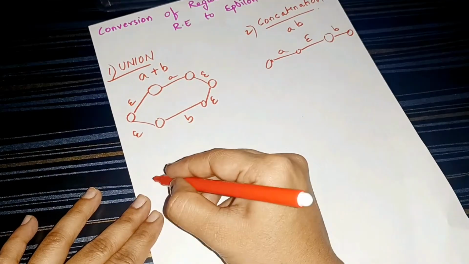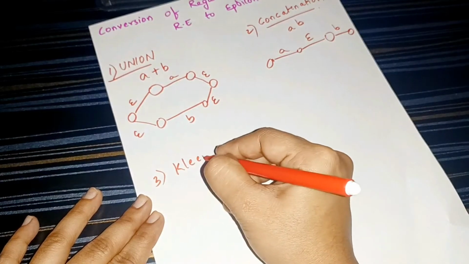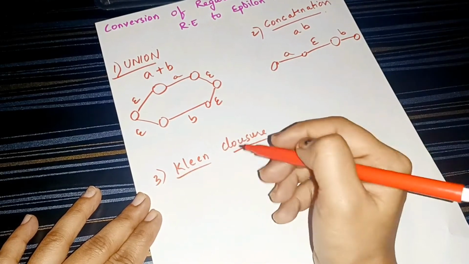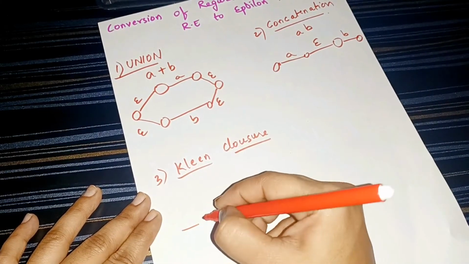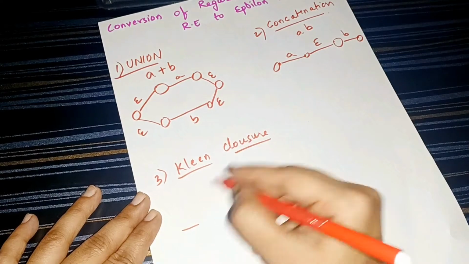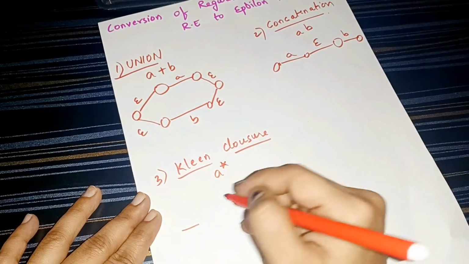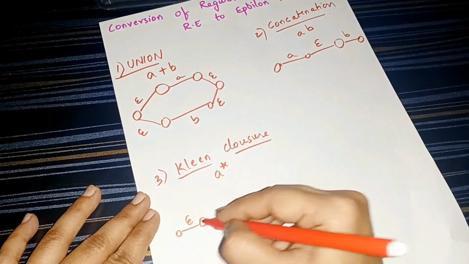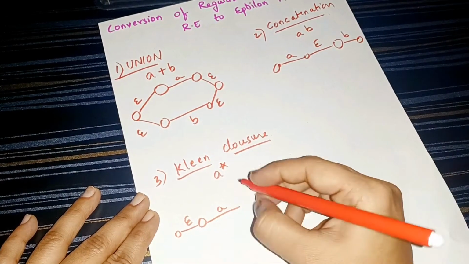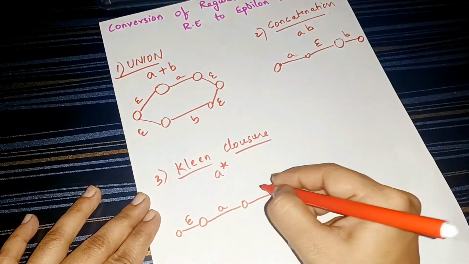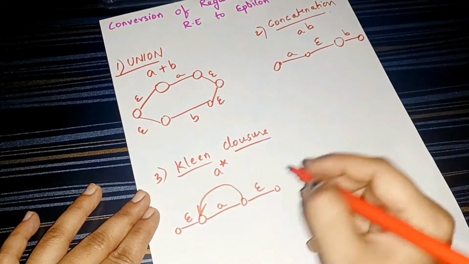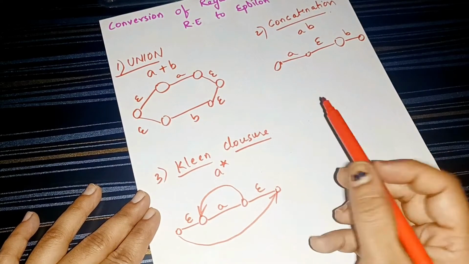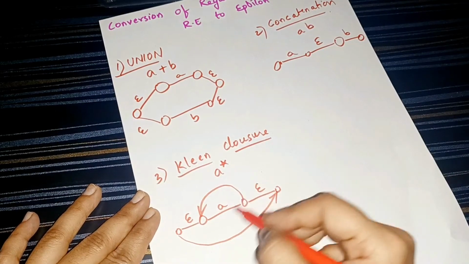And for Kleene closure, the next operation is Kleene closure. How will we represent Kleene closure? Previously we were using a self loop, but here, for example, A star, how are we doing it? We are representing it as epsilon, A, and epsilon. So we are replacing the self looping method in this way. When we are converting into epsilon NFA, we are doing this method.